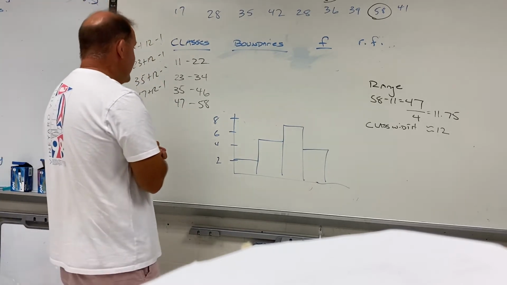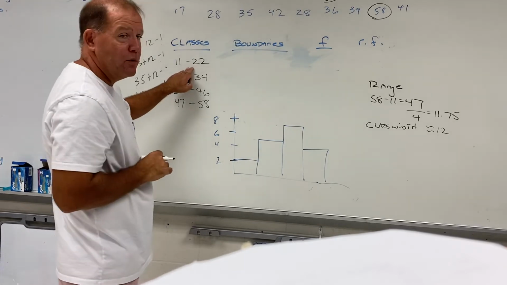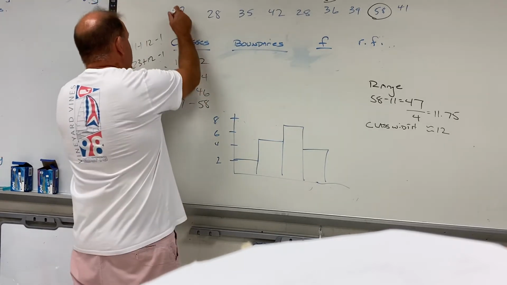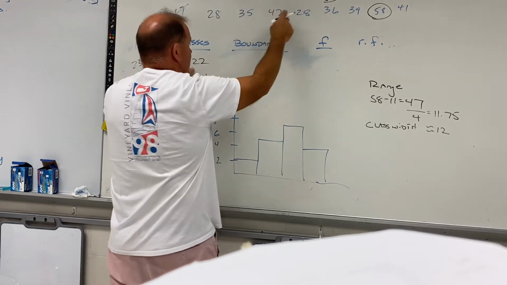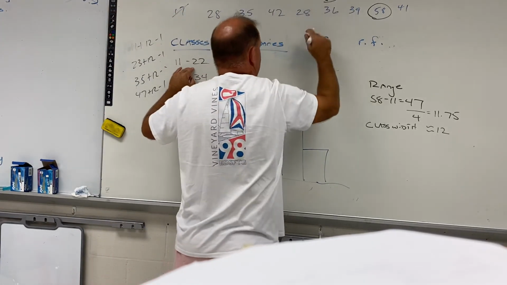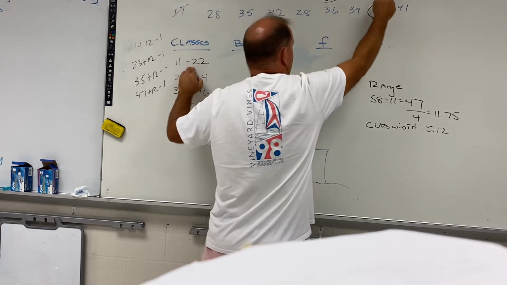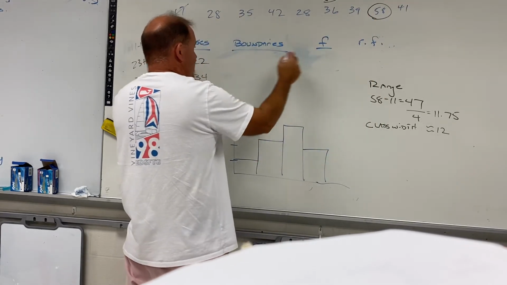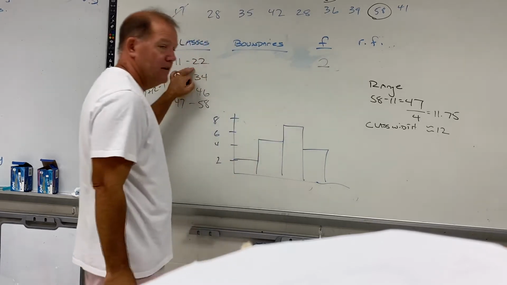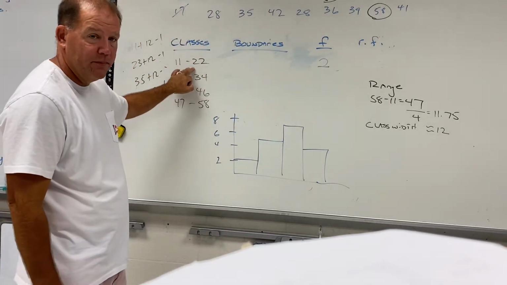Now, when I go through my data, I'm looking for what numbers are between 11 and 22. There's one number there. Nothing there. Again, I'm looking for between 11 and 22. There's one there. So I have a total of 2 values, so my frequency is 2.